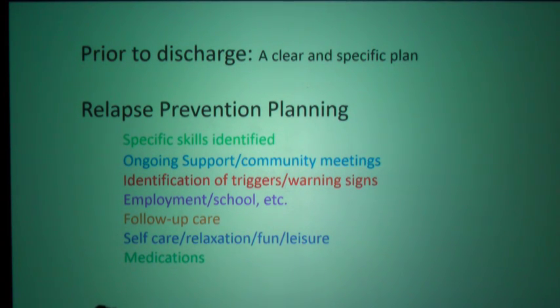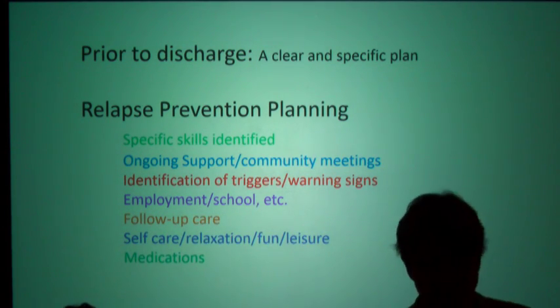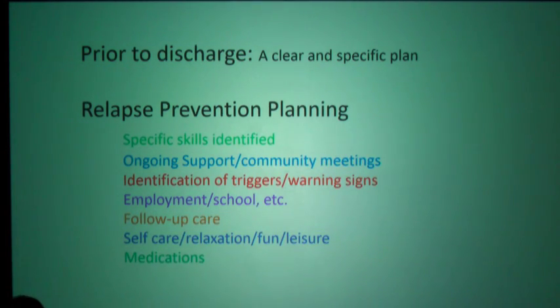Identification of triggers and warning signs. This is really important. Everybody's got their own constellation of triggers. Depends on drug of choice, environment, all that good stuff. And also warning signs. Those can be really observable externally, right? Or they may just be internal warning signs.